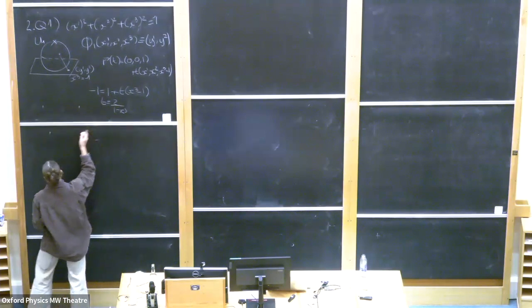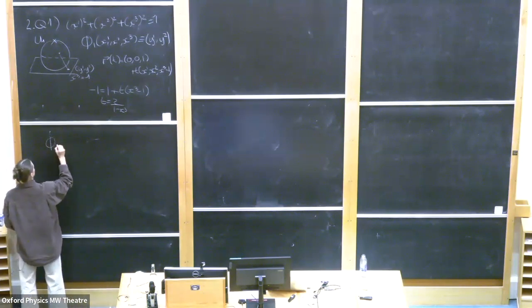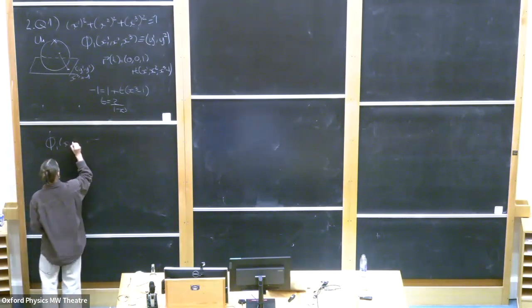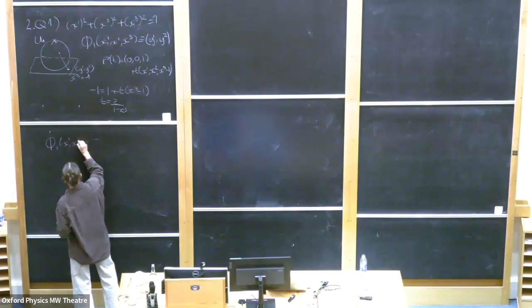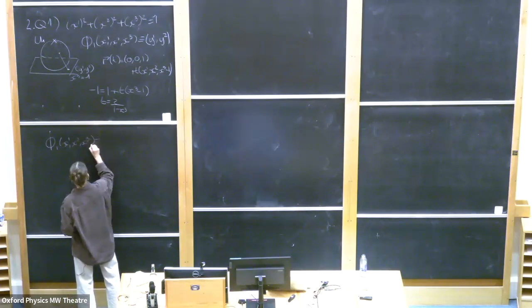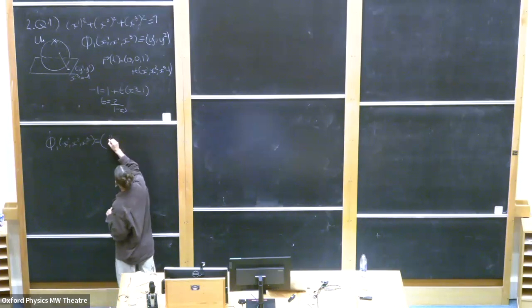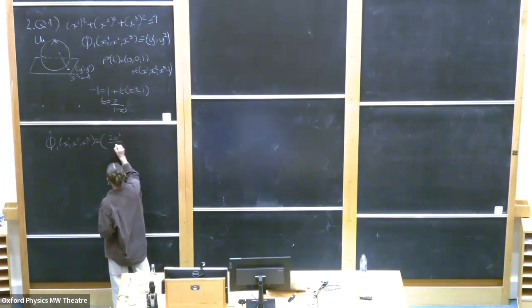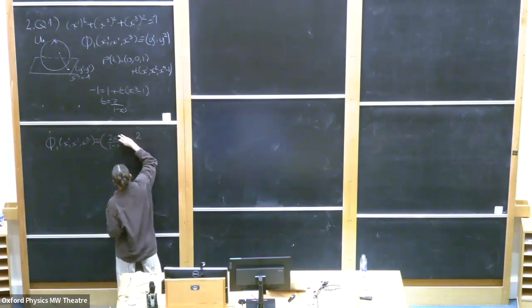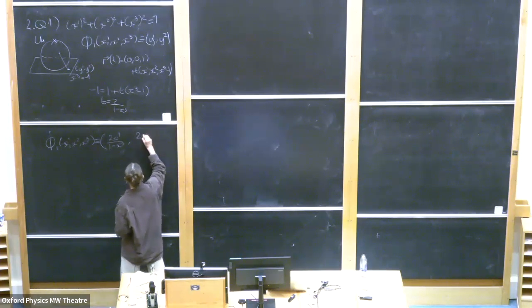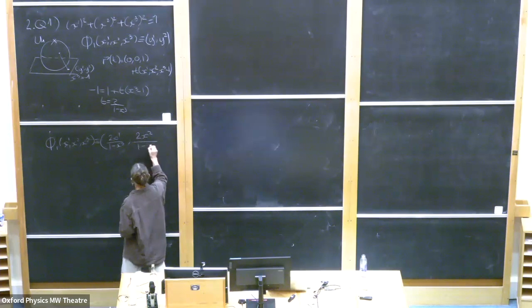So we have y1 is equal to 2x1 over 1 minus x3, and so y2 is 2x2 over 1 minus x3.